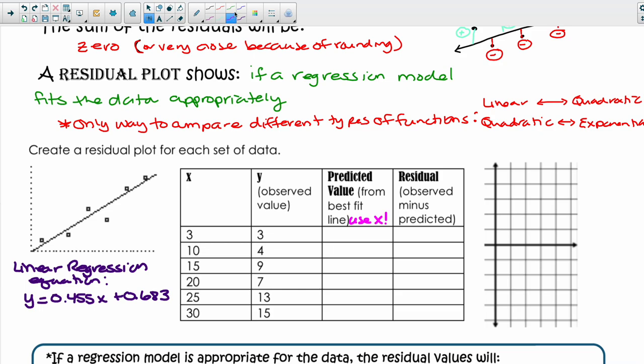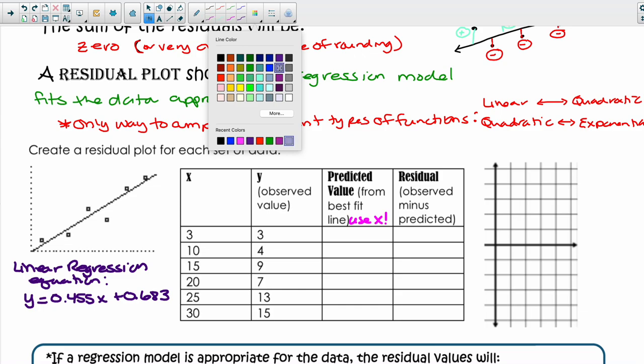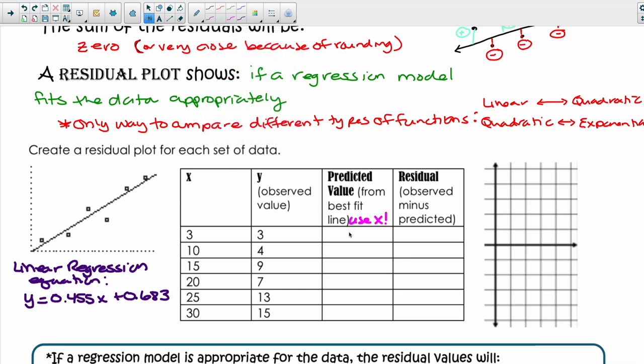So what this means is that we're going to utilize this x value to figure out this value here. I'm going to use the value of x. So x is equal to 3. I'm going to plug 3 into this regression equation. So y equals 0.455 times 3 plus 0.683. When I plug this into a calculator, I get the value of y equals 2.048.